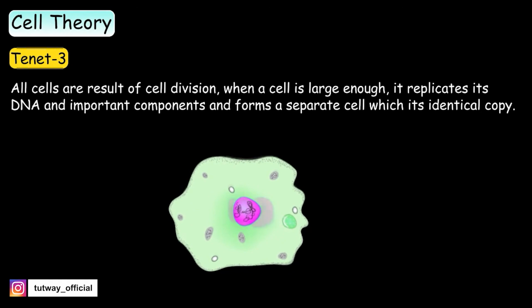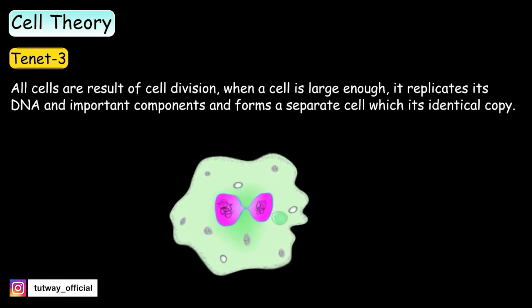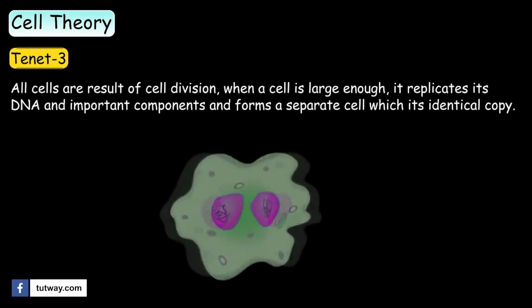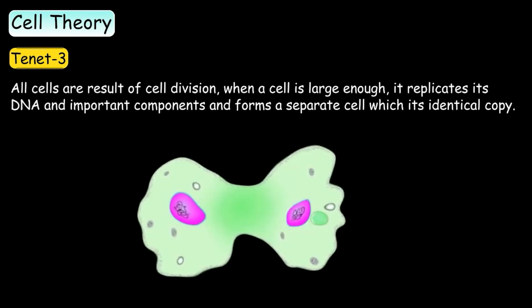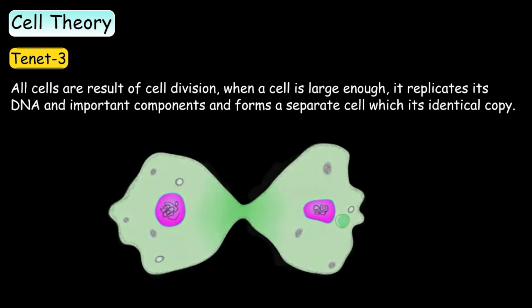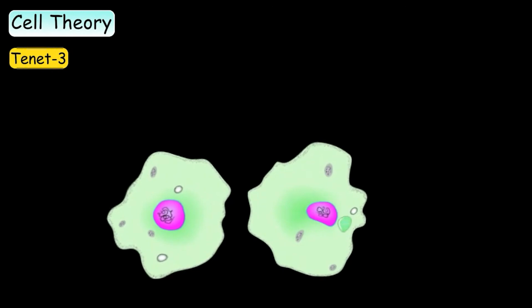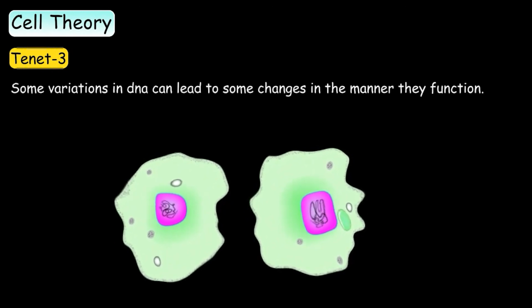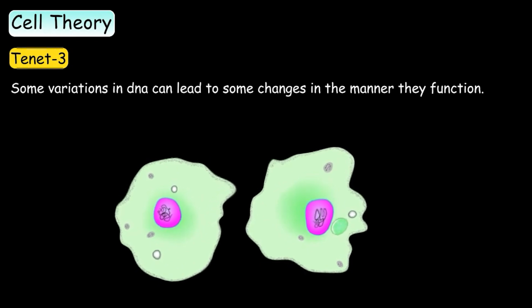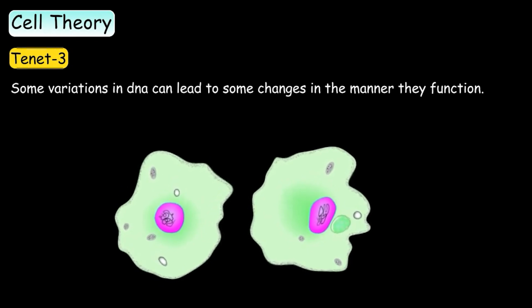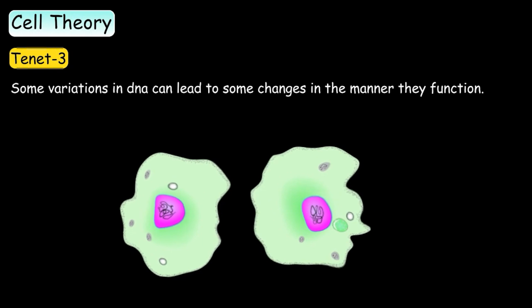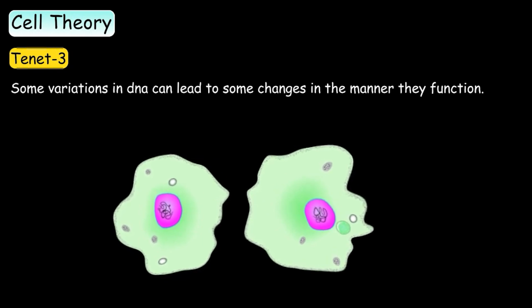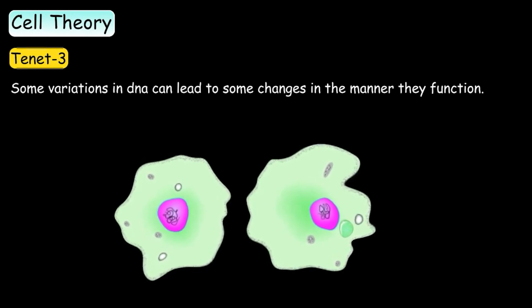When a cell is large enough, it replicates its DNA and its important components, and it then forms a separate cell which is its identical copy. Some variations in DNA can lead to some changes in the manner of their function. So, these were the three basic tenets of cell theory. We will learn more about cell theory in detail in our higher sections.